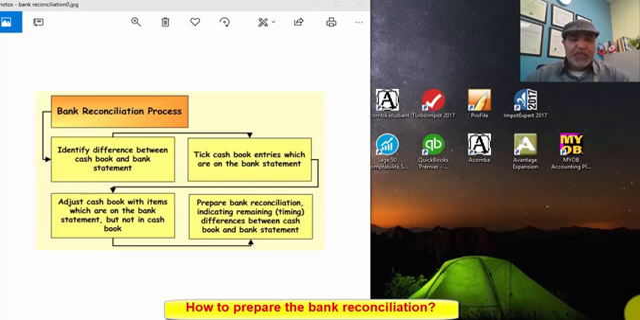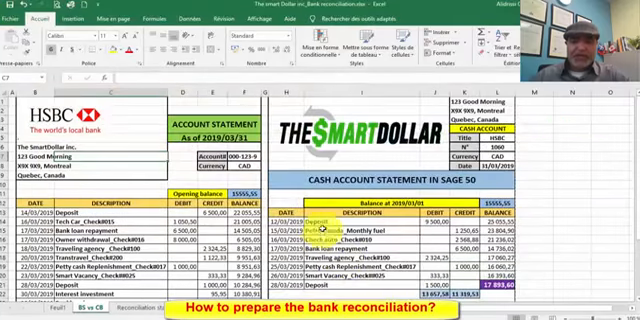So the process steps will be, firstly, we will identify difference between cash book and bank statement. After, we tick cash book entries which are on the bank statement, and finally adjust cash book with items which are on the bank statement but not in cash book. To illustrate all of those process steps, let's take a look at our exercise inspired from the final exam of this competency handling cash.